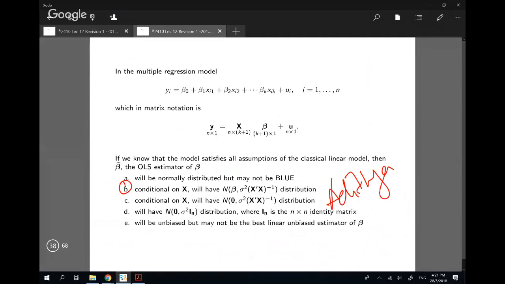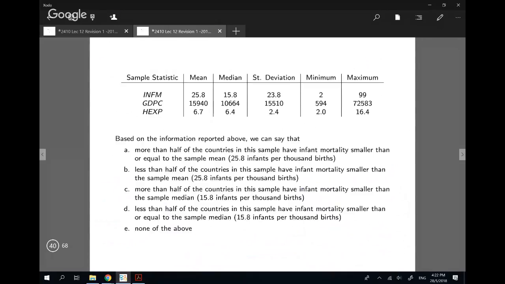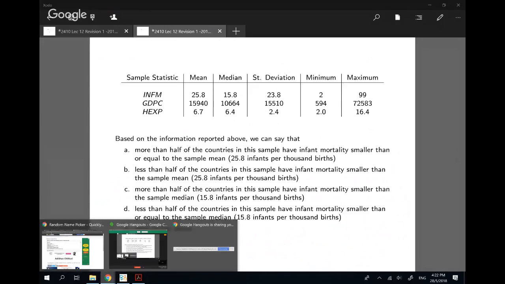All right, so 2 people already. Okay, next. We have data on infant mortality, GDP per capita, and expenditure as a percentage of GDP per capita. You've seen all that. Based on the information reported above, we can say that: more than half of the sample have mortality smaller than or equal to the sample mean; less than half smaller than the sample mean; more than half smaller than the sample median; less than half smaller than or equal to the sample median; or none of the above. All right.